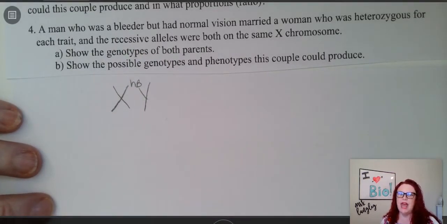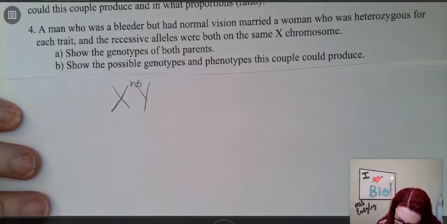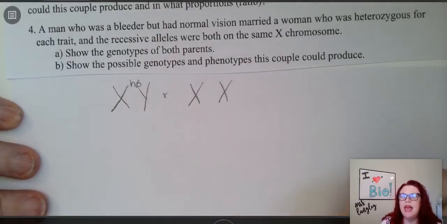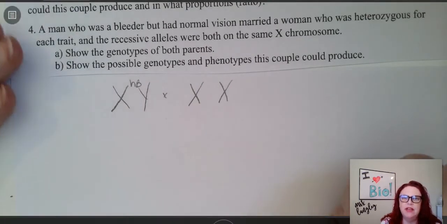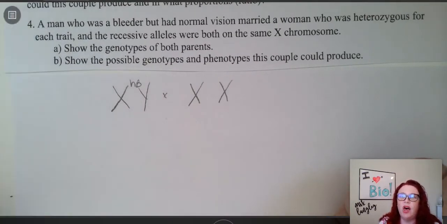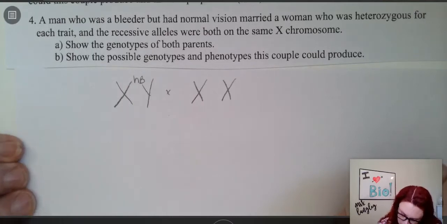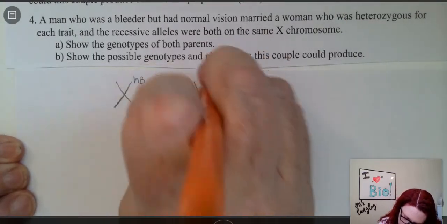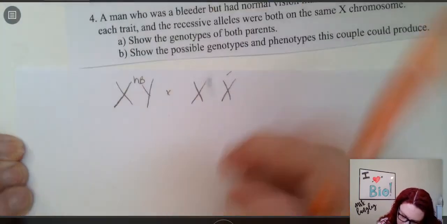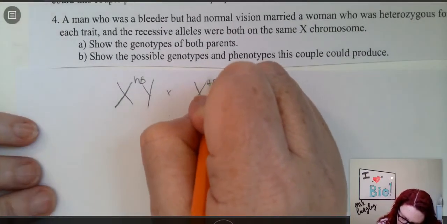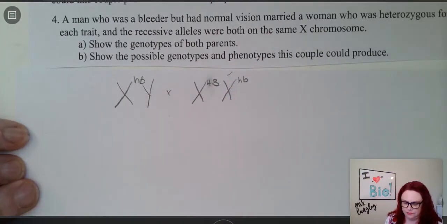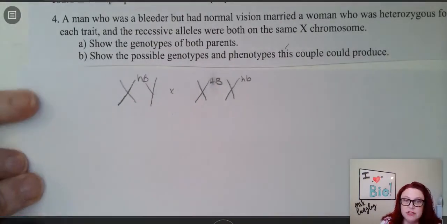marries a woman who is heterozygous. So let's see, a woman who is heterozygous for each trait and recessive alleles are on the same chromosome. So that means my dominant ones are together and my recessive ones are together. Okay, now we can show the cross of these.